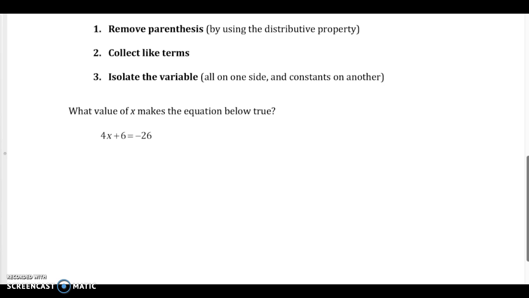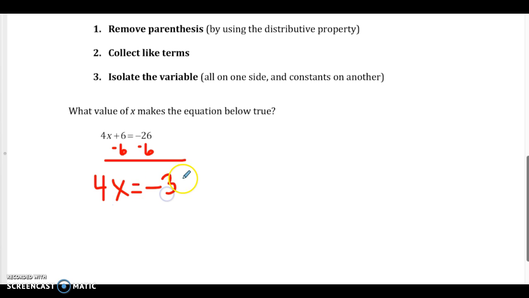So for something like this, when you're asked, what value of x makes this equation true? In this situation, we don't have any parentheses, we don't have any like terms, so we want to get the variable, which is x, by itself. I'm going to undo that add 6 by subtracting 6 from both sides. If I subtract 6 from both sides, I'm left with 4x equals negative 32.